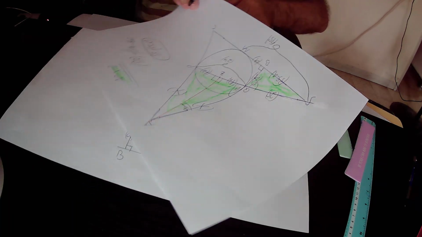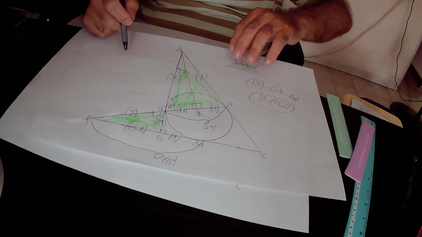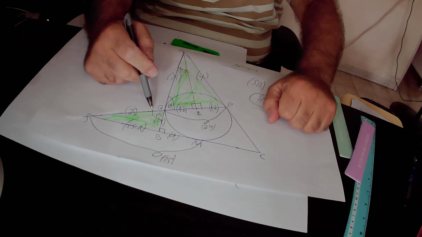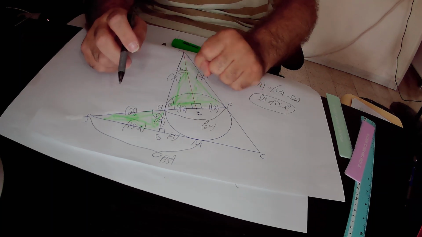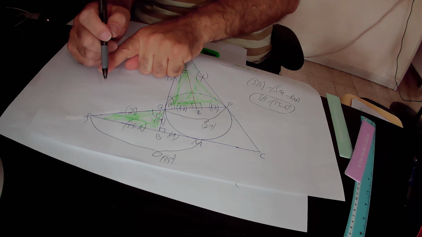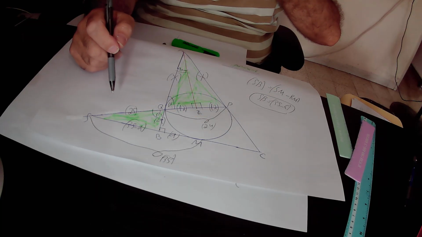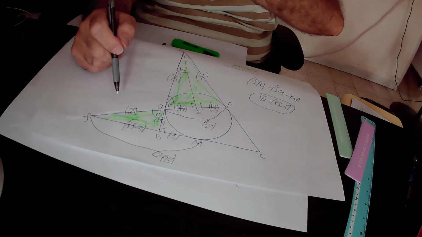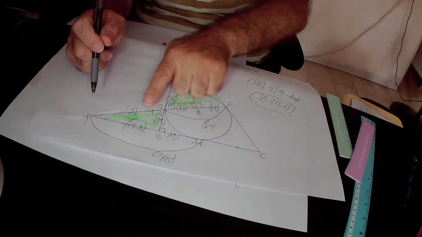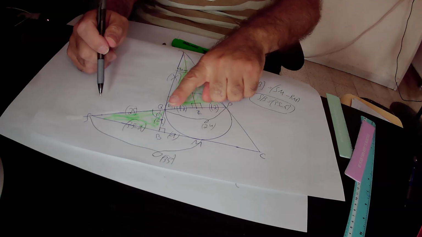Likewise, in this green right triangle QSB, this angle equals alpha. What about this angle? Actually, SM is a tangent to the circle at point M. SM is a tangent, it is absolutely a straight line.